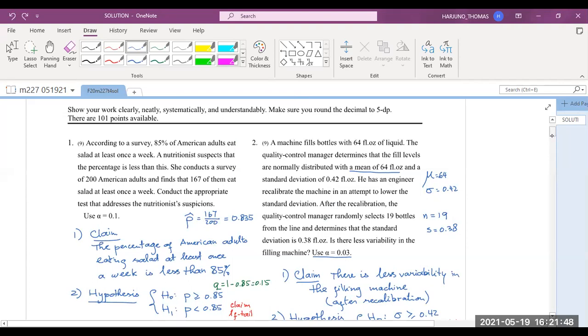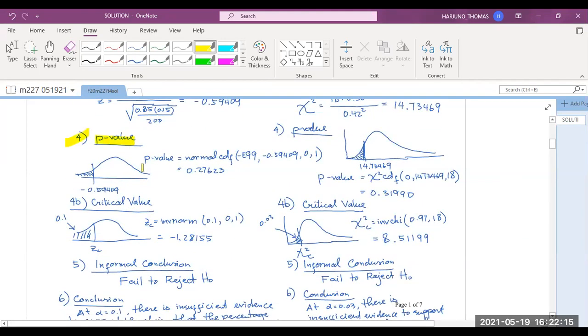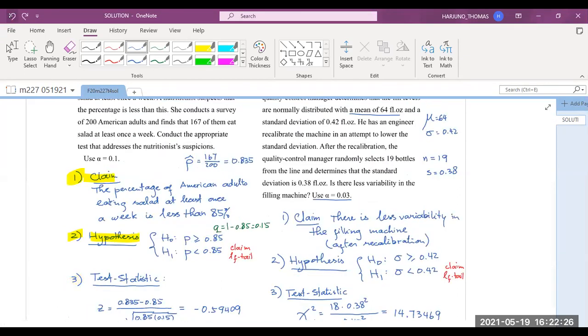Okay, but I still need you to make it neat. Clear and neat and systematic and understandable. Basically, do it my way. When you write the claim, hypothesis, make sure you write the number too. The number and the title, number, title, number, title, including number 4, number, title. Now, do not write the number, title, and then you continue with normal CDF, blah, blah, blah. No, no. That one is for the title.